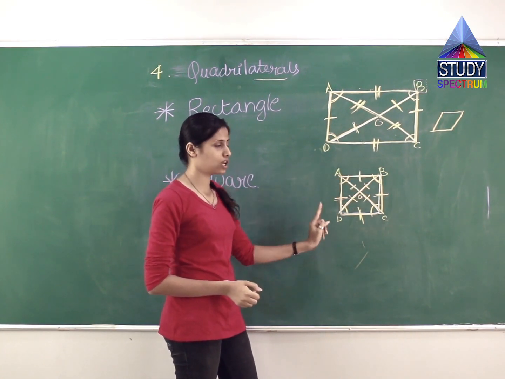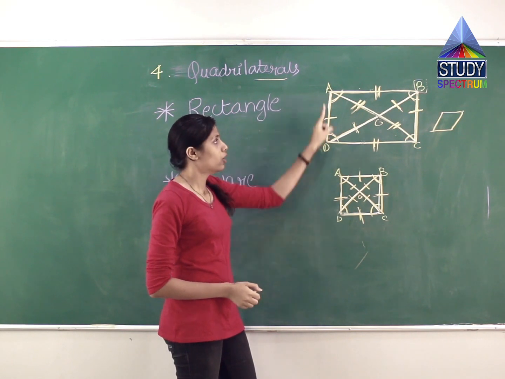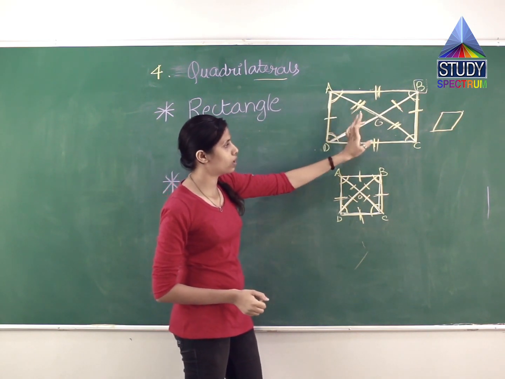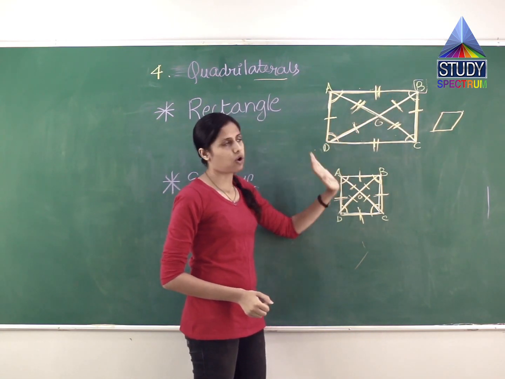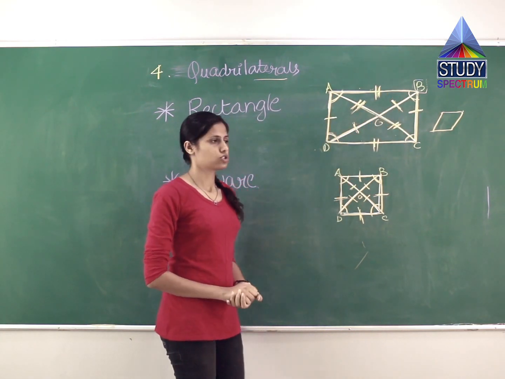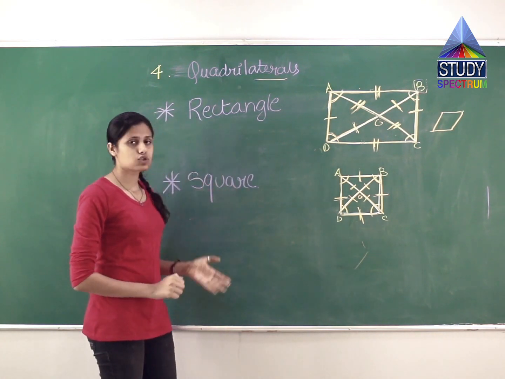So this AO, BO, CO and DO are also equal. Not over here. In this case, AO is equal to OC only, not BO. And BO is equal to DO, not AO or CO. So these properties of rectangle and squares are clear.